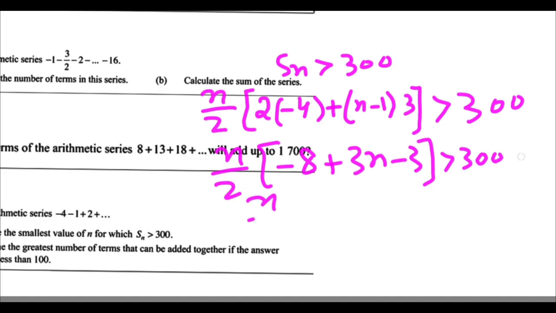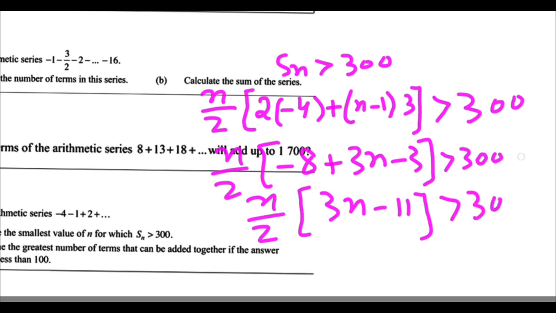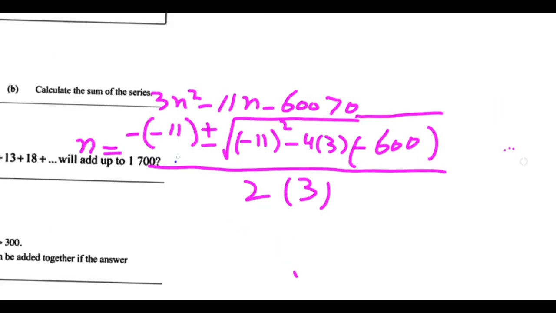Further simplify, n over 2, 3n minus 11 greater than 300. Now I'm going to multiply by 2 to get rid of the fraction. So the multiply by 2, this 2 and 2 cancel, only n left. So I substitute into the quadratic formula to solve for n here and all of these value. Now 3n square minus 11n minus 600 greater than 0. This is a quadratic equation. Now, so I use my calculator.